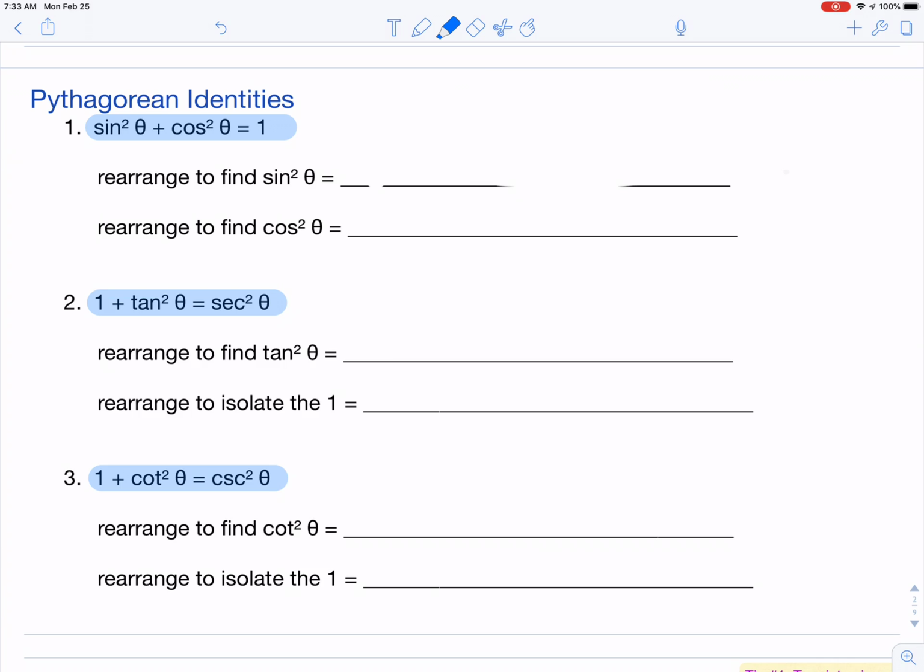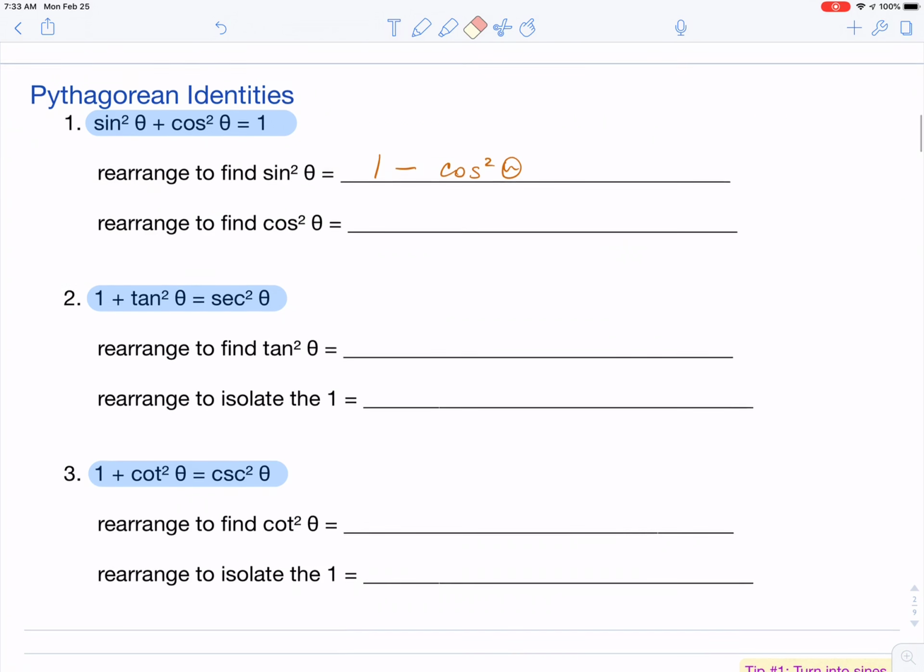I'm going to do one of these, and you're going to find the other 5 for your embedded question to bring it to class. So the first way that I could rearrange, notice here that I've asked you to rearrange so that you can get sine squared of theta alone. And we understand that by doing this, if sine squared is to be alone, that means that the cosine squared needs to be bumped to the other side. And we know that we're going to do that by subtraction. So sine squared of theta is equal to 1 minus the cosine squared of theta.